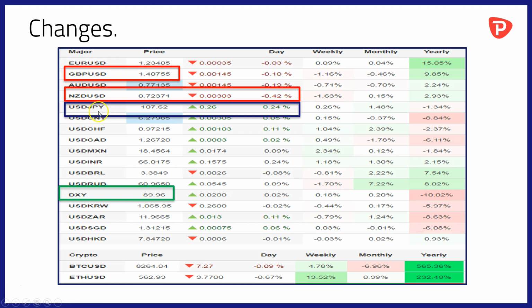For the Japanese yen against the US dollar, we've seen the yen give ground, trading at around 107.62 shortly before we recorded the video, suggesting to me anyway that the mood of the markets remains risk on. And for its part, the US dollar, as expressed by the dollar index, is testing back towards that 90 level. Shortly before we recorded the video, it was trading at 89.96. Right, let's move on.